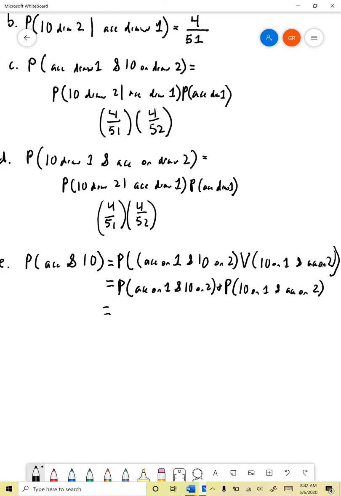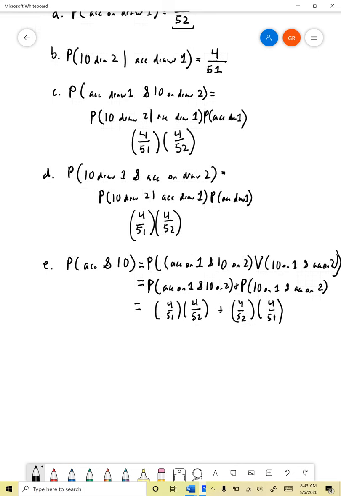And we already figured out what the probabilities of each of those were. It's going to be 4 out of 51 times 4 out of 52, plus 4 out of 52 times 4 out of 51. The order doesn't matter there. What matters is that we're adding up the same thing twice. All right.